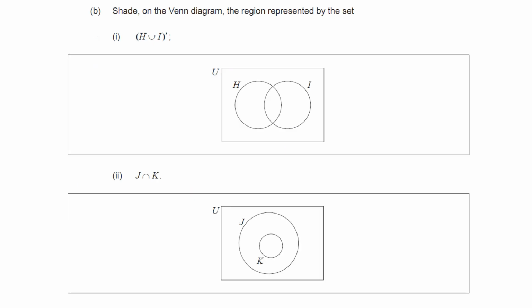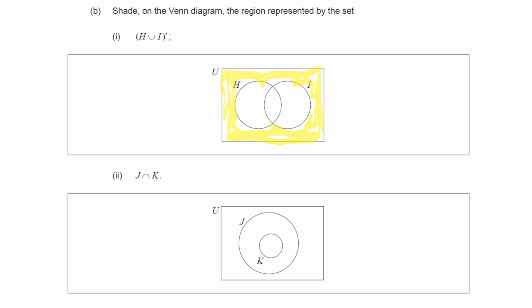Part B, shade on the Venn diagram the region represented by the set H union I. We want the complement of that. Okay, so that's everything outside those circles, isn't it? So let's see if I can do this. We want everything outside these circles and colour in around them. I'm only going to do a rough job. You can get the idea. That'll do.